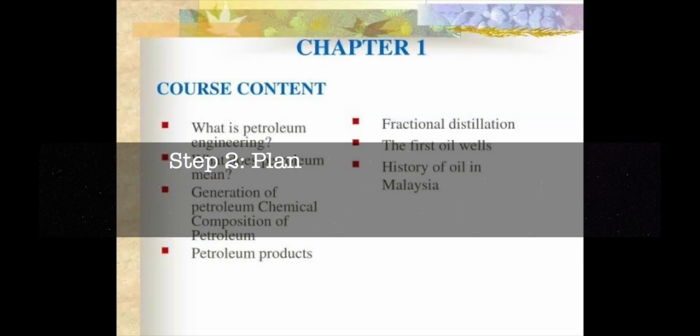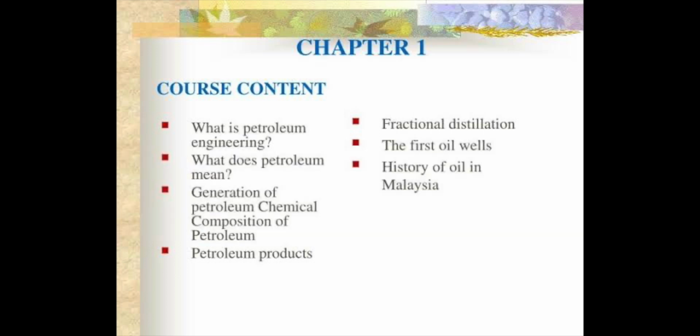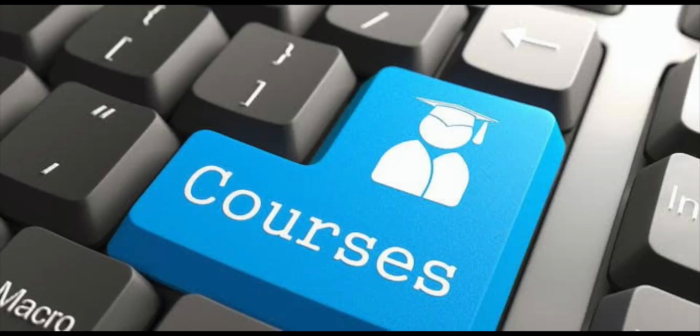Step 2. Plan your course content. Once you've chosen your topic and audience, it's time to plan out your course content. Break down your topic into smaller, more manageable sections and create lessons around them. Think about the best way to present the information, whether it's through video lectures, interactive quizzes, or written content. It's important to make your course engaging and interactive. Incorporate exercises and activities that allow your students to practice what they've learned. This will help them retain the information and apply it in real-life situations.